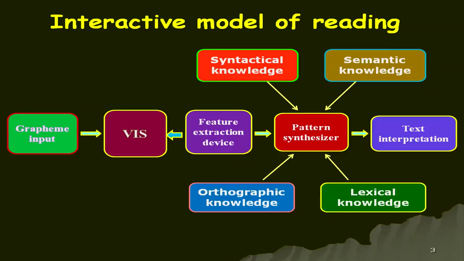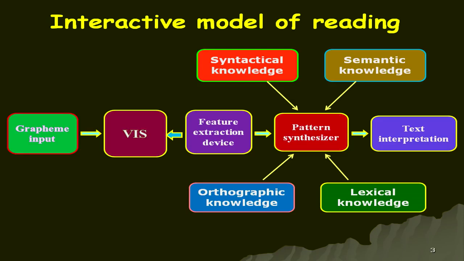As you can see here, it has various components: grapheme input, what we read, when we read words, so what are the letters of the alphabet used there, etc. Visual information store, VIS, also referred to as visuals. Then we have the feature extraction device. Next is the pattern synthesizer. Then the pattern synthesizer connects to syntactical knowledge, that is knowledge about the syntactic structure, the sentence structure, the word structure in what we read.